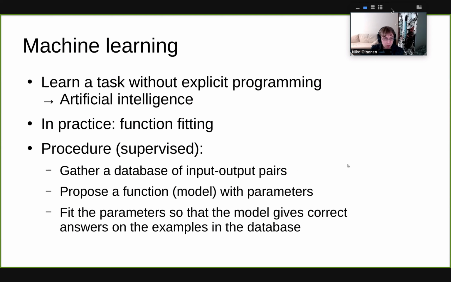This is a simplified version of what is done. In practice, there are a lot of complications, like gathering the database may not be so simple. For example, in our case, we had to do simulations. Proposing a function, there are a lot of different functions that you could choose from. And then fitting the parameters is not very easy either. And even the whole idea of what is a correct answer is not always obvious. So even though we say that the program is learning a task, in practice there's a lot of fiddling that the engineer has to do in order to make the model work.